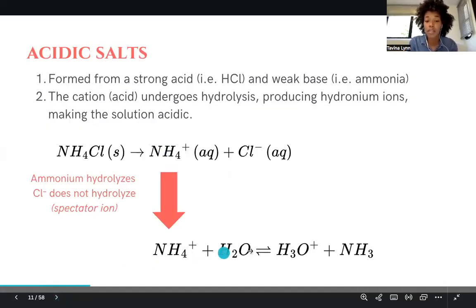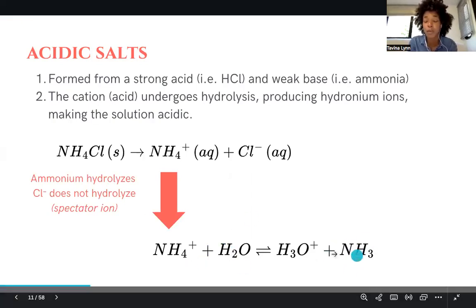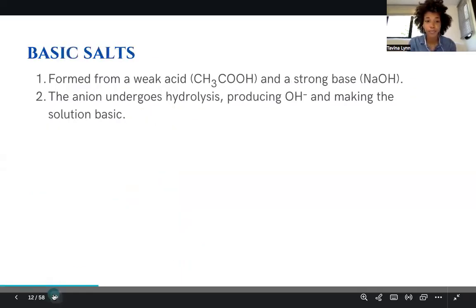So we get this hydrolysis reaction, which is ammonium reacting with water to form hydronium ions, and then we form the conjugate base of this weak acid. So we form ammonia, which is the weak base of ammonium. Because these hydronium ions are released as a result of the ammonium ions hydrolyzing with water, we end up with an acidic solution.